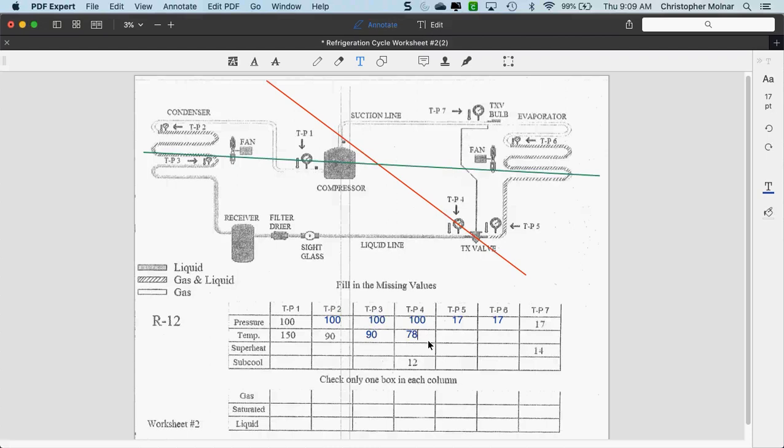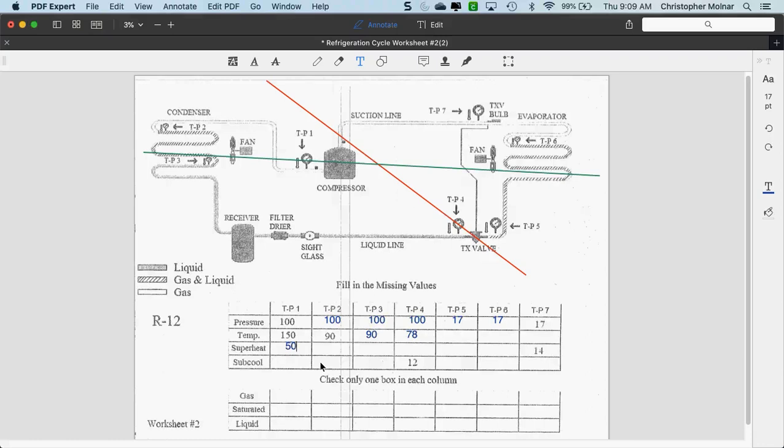Does everybody see this before I go any further? Are there any questions? Now, there's one more number that I can fill in on the left side of this chart. What is that? The superheat. Superheat, but for which pressure point? TP2. That is the only place that I have superheat. The TP2 is after the.